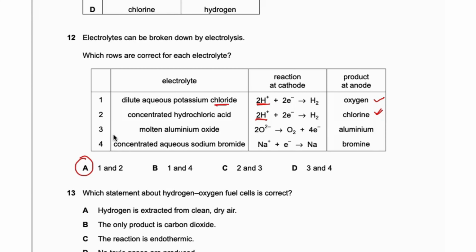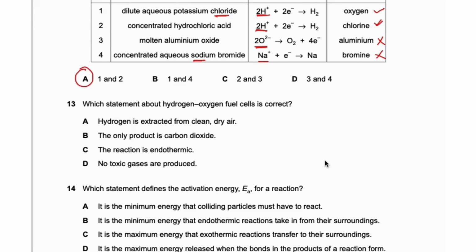Molten aluminum oxide: O2- is a negative ion. It is an anion. Anion cannot be attracted by cathode. And Na+ will not be formed because sodium is more active than hydrogen. So these two are wrong.